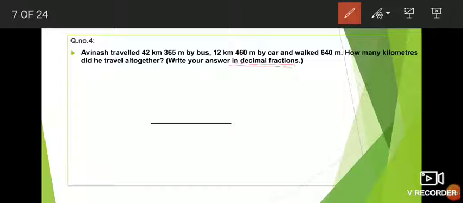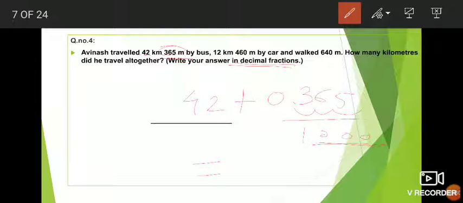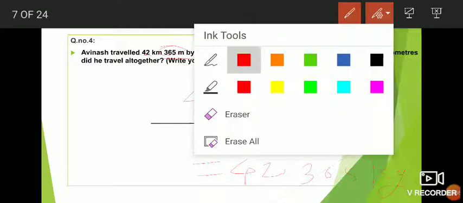Now Avinash travelled 42 km and 365 meter by bus. Here they told find in decimal fraction, means this one we have to convert into kilometer only. Now 365 meter divided by 1000 here we have to do. How many zeros are there? Yes, correct, 3 zeros are there. Shift now 3 digits from the right to the left, that is 0.365, and already he travelled 42 kilometer plus 0.365. How much is it, students? Yes, correct, 42.365 kilometer he travelled by the bus.